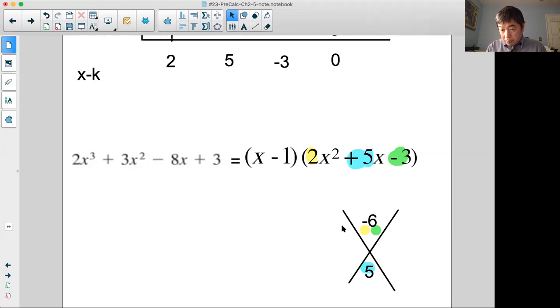Now, what is a number, if you multiply, it's -6, and if you add, it's going to be +5? So it must be 1 and, wait, 2 and 3? If you multiply, it's going to be -6, and if you add, it's going to be 5. In that case, 1 and 6, sorry, 1 and 6.